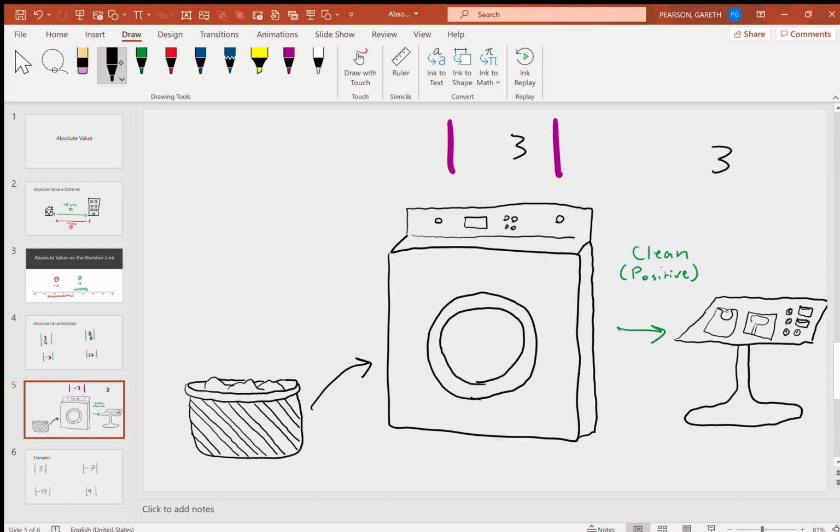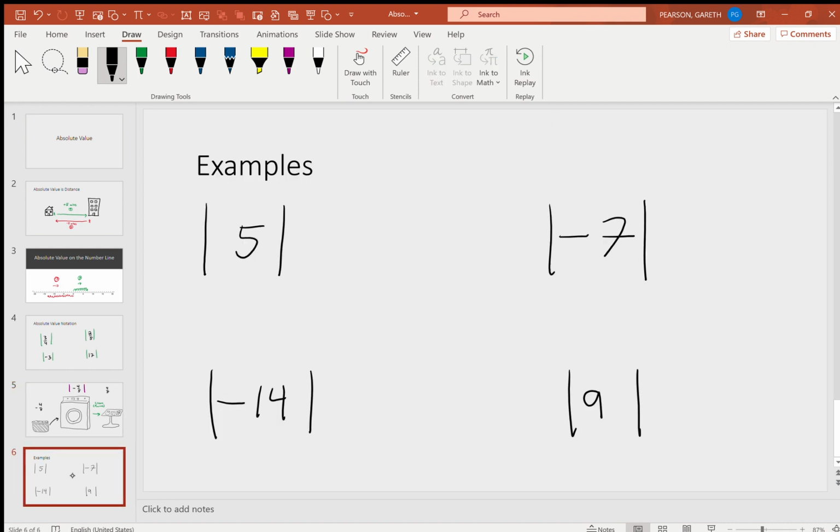Let's try, I don't know, let's try a fraction. Negative 4 over 5. Well, the absolute value of negative 4 over 5 is basically the same number, but clean. It's positive. So the absolute value of negative 4 over 5 is 4 over 5. That's how easy it is. Go ahead and take these as examples and try to solve them for yourself. They're super simple. Pause the video and try to work it out.